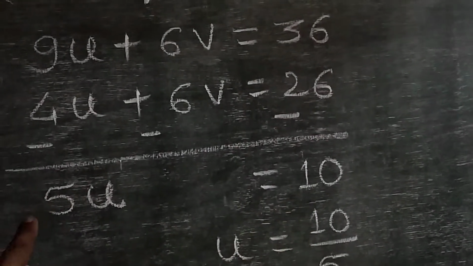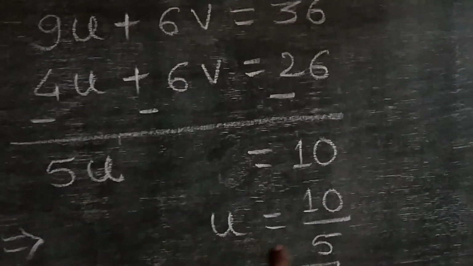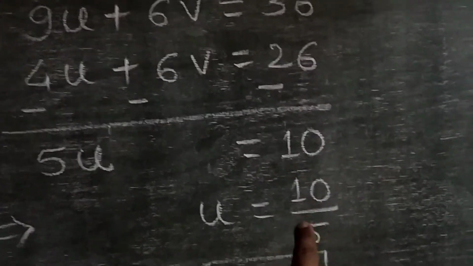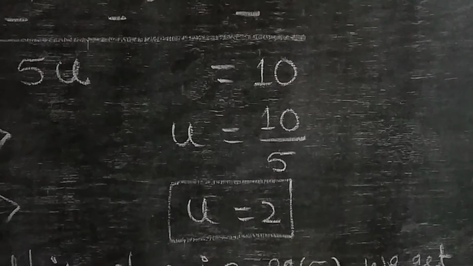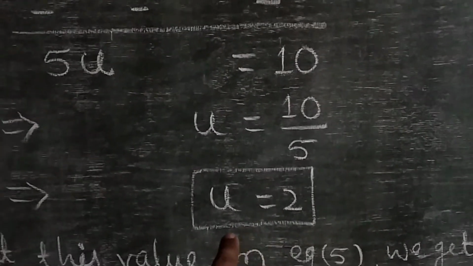Now 5 is in multiplication, so on transferring this 5, it will be in division. So 10 upon 5 becomes 2. So u equal to 2 we are getting. It is the value of the first variable.